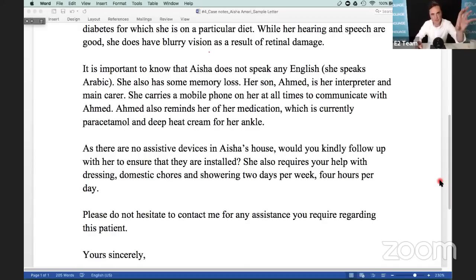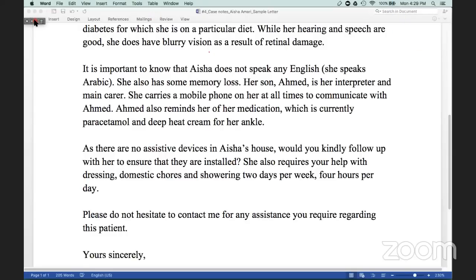Here's a paragraph about the past medical history. Here's a paragraph about her son because she doesn't speak English, and you need to know about him because he's her only form of communication. Let's now look at the fourth paragraph here. This is where I've taken the management plan and turned it into a paragraph, okay? Let's have a look here.